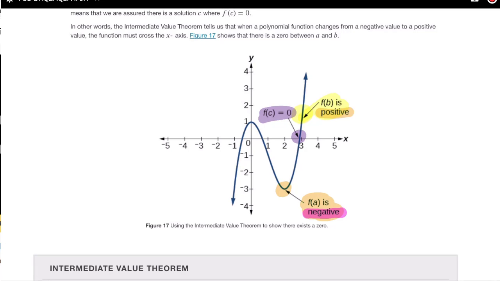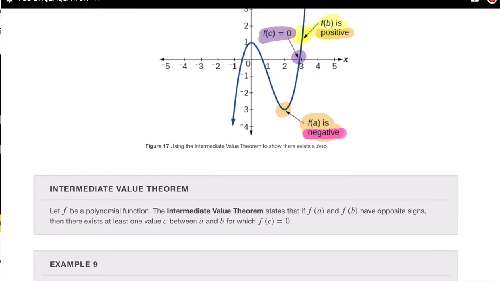So what it means is if part of the function is positive and another point of the function is negative, that means you have at least one 0 between the two. Because, and it should make sense, right? If this is positive right here, and this is negative, in order for this graph to go from this negative to this positive, it has to go through 0.